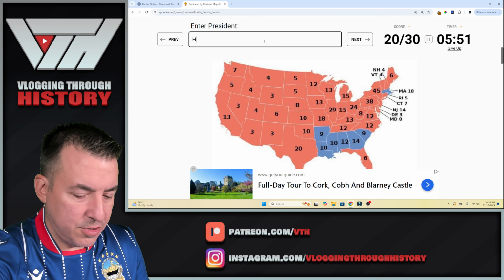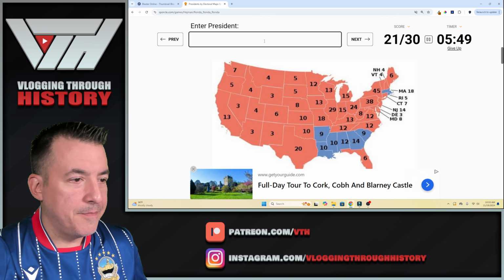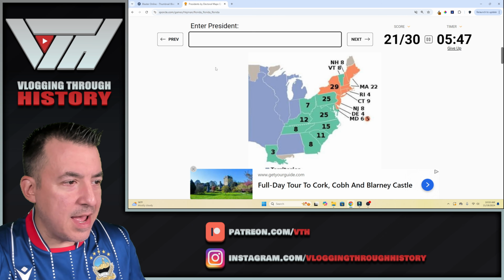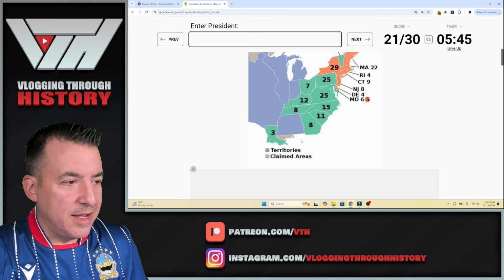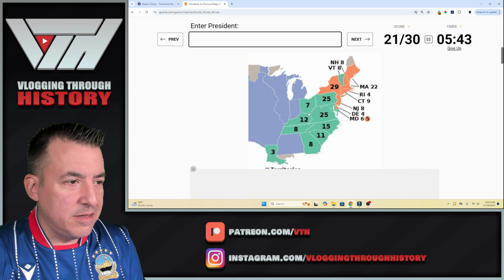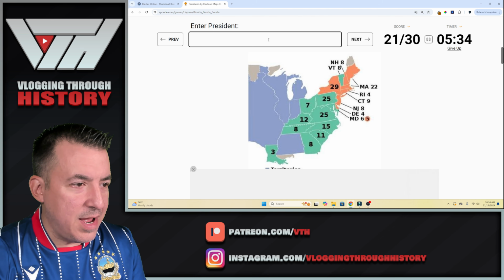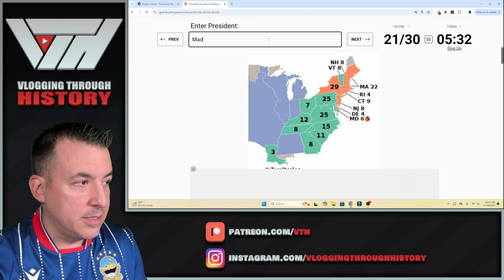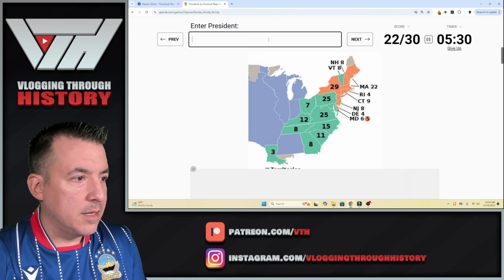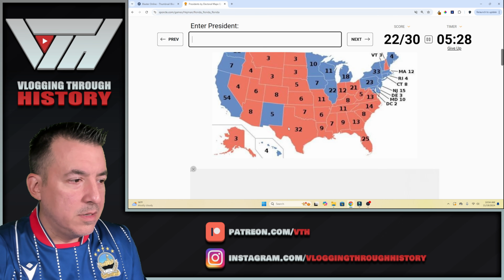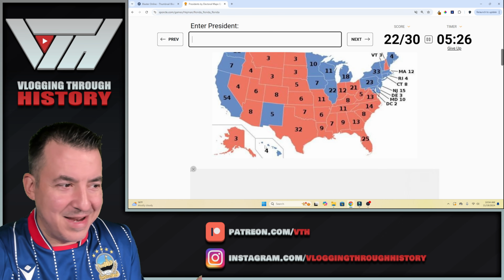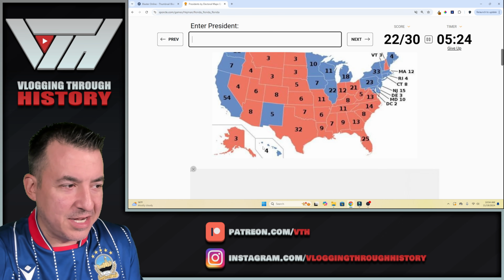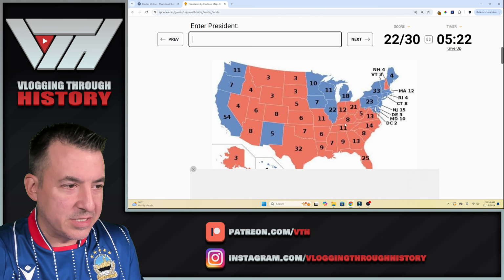Is this Hoover? Yep. Okay. Louisiana has been added as a state, so it's post-1803. The South all goes relatively the same way. Madison. So there's those key indicators, right? 1960 is the earliest election where we have Alaska and Hawaii, so that helps us a lot.